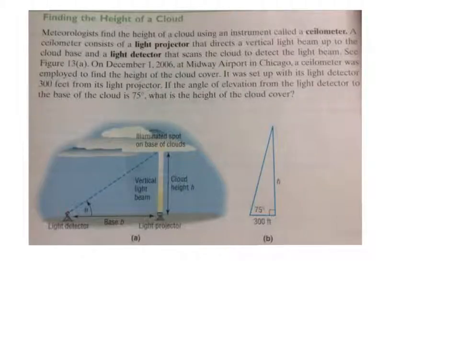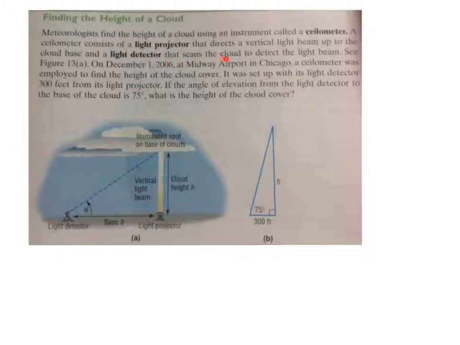All right, so let's look at another word problem involving right triangles here. So we have meteorologists. They find the height of a cloud using an instrument called a ceilometer. A ceilometer is a light projector that directs vertical light up to the cloud base, and a light detector that scans the cloud to detect the light beam. So we see that the light detector is in one area over here. The light projector is here that goes straight up. And so there's going to be an angle measured here.